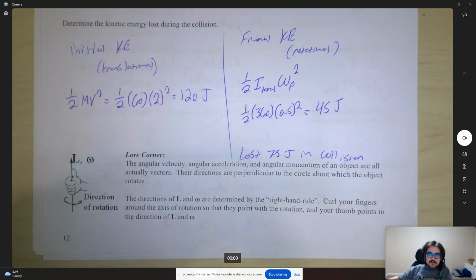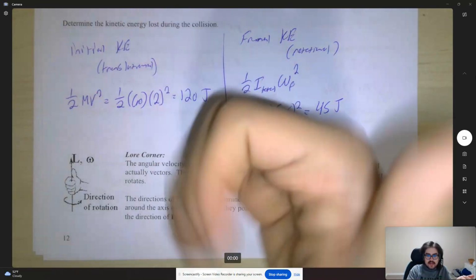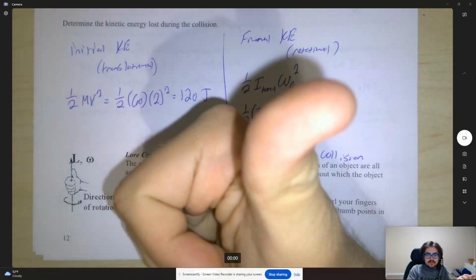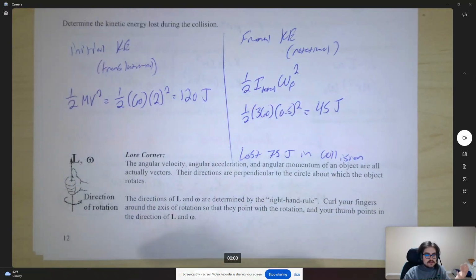L and omega are determined by the right hand rule. If you curl your fingers in the direction of rotation, then your thumb points in the direction of L and omega. You did that in magnetism with the right hand rule. It's no different right here.